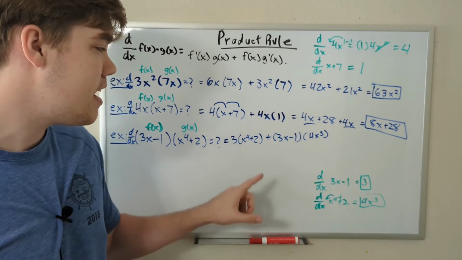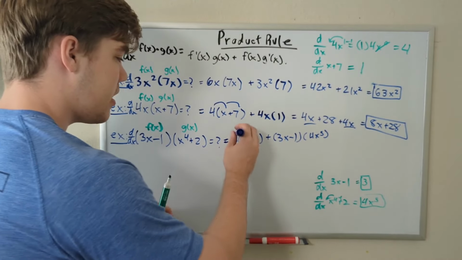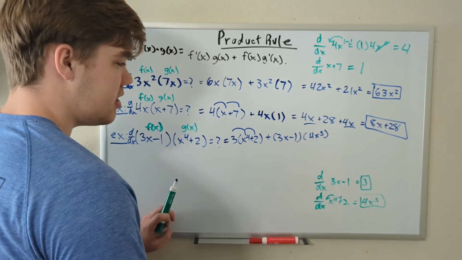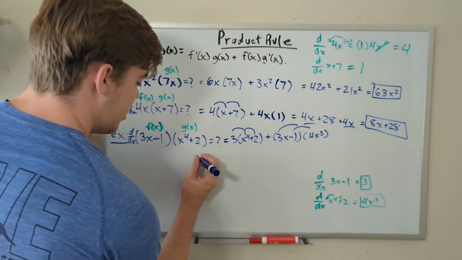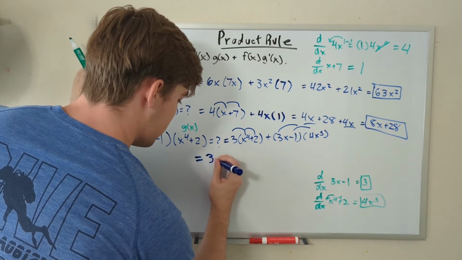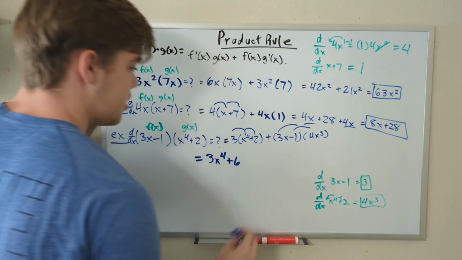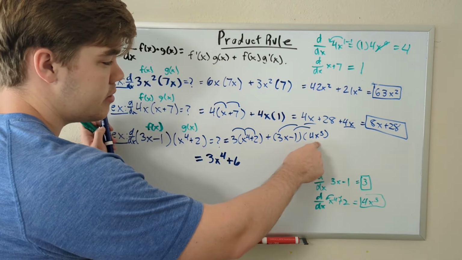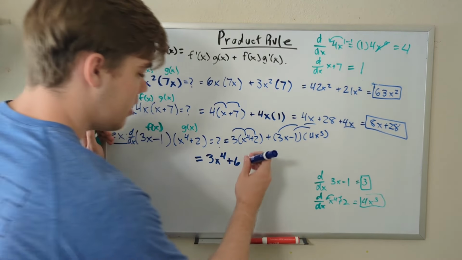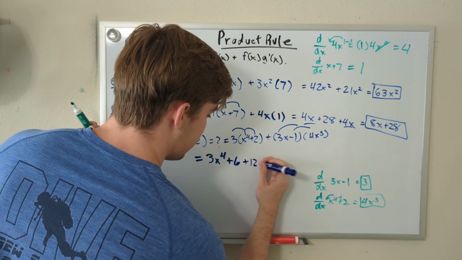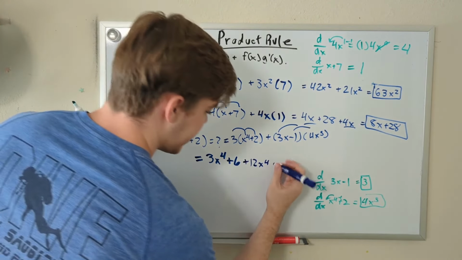Okay, that took a second, but now we can pretty easily just FOIL everything out and solve. So let's do that. We can multiply 3 by everything in the parentheses, and we can multiply 4x cubed by everything in these parentheses. So this now turns into 3x to the 4th plus 6, 3 times 2, of course, just being 6. 3x times 4x cubed, 3 times 4 is just 12, x times x cubed is just x to the 4th. So this is plus 12x to the 4th, and then 4x cubed minus 1 is just negative 4x cubed.